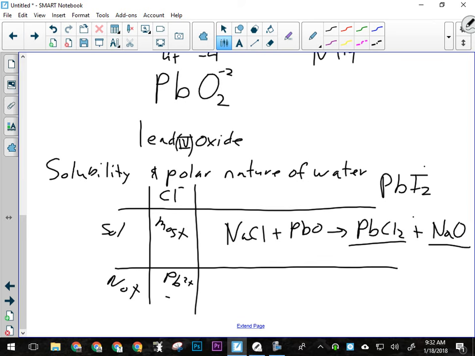Again, this is only one way to explain it. I look on top for the negatively charged part of the compound. In this case, it was chlorine. Then I go down its column. If what it's paired with is in the first row, then it's soluble. If it's with the second row, it's not soluble. Lead is in the second row, so this compound is not soluble in water. Sodium chloride, that is soluble. It's salt, it dissolves in water easily. Does that make sense?